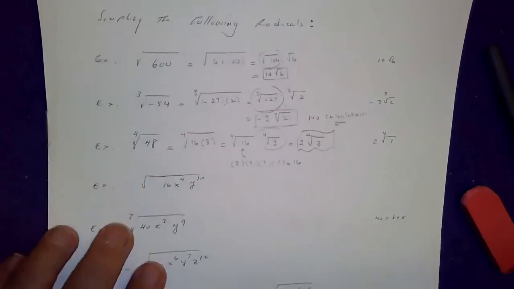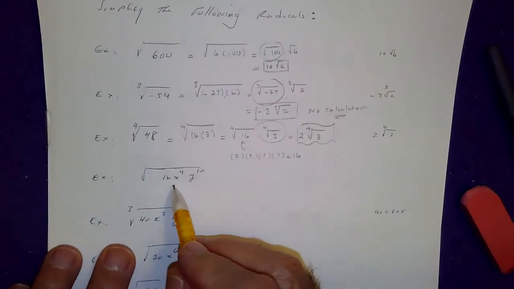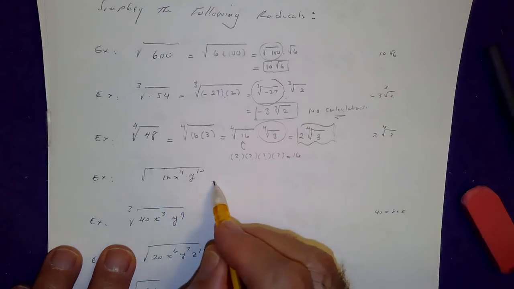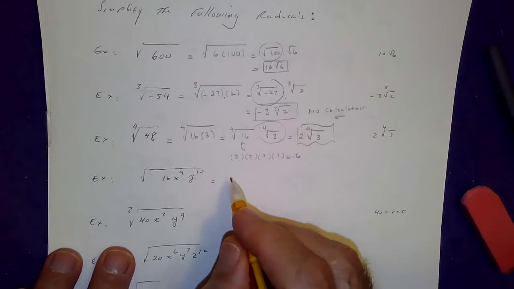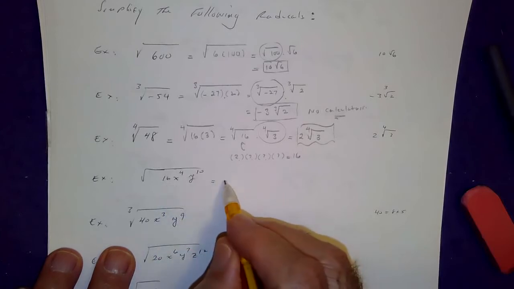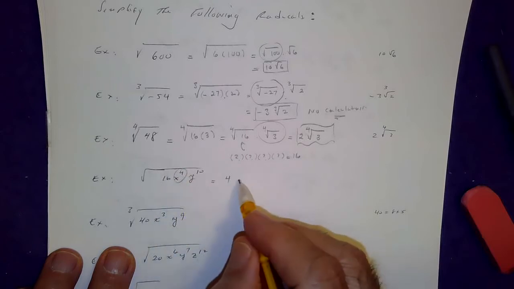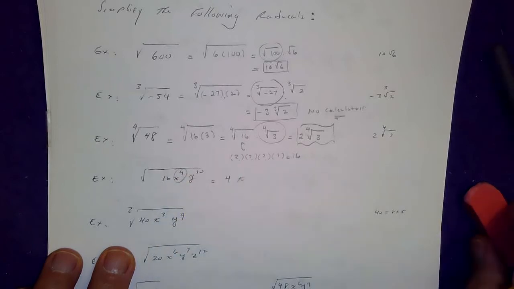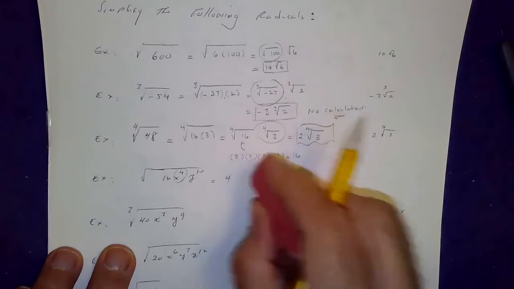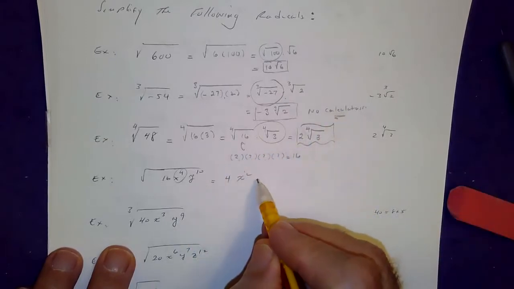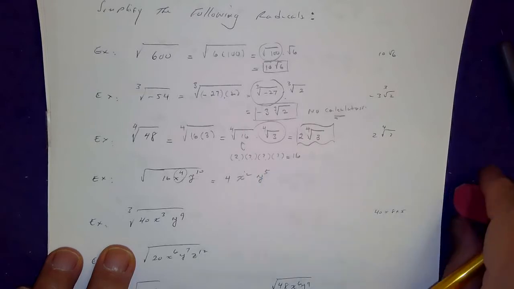Do you see it? I don't know what the square root of 16x to the 4y to the 10 is, but I do know what? Let's see now. Square root of 16 is 4. Square root of x to the 4 is what? x squared, isn't it? And the square root of y to the 10 is y to the fifth.